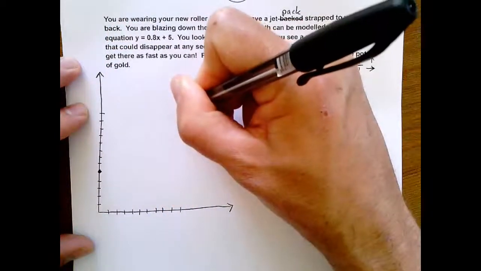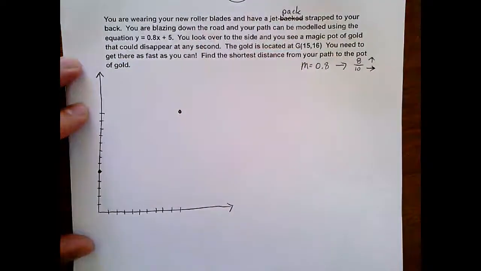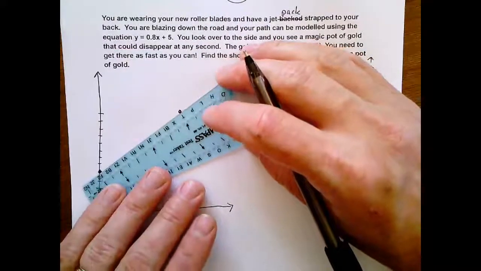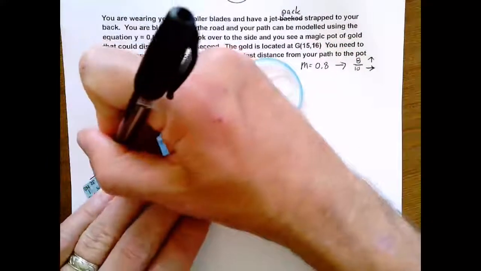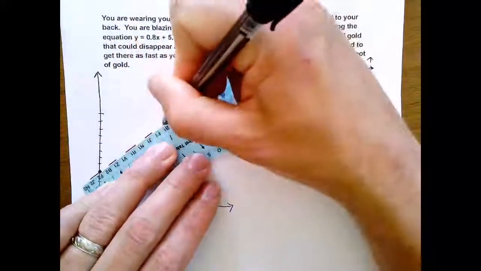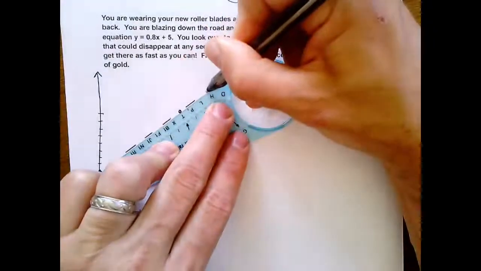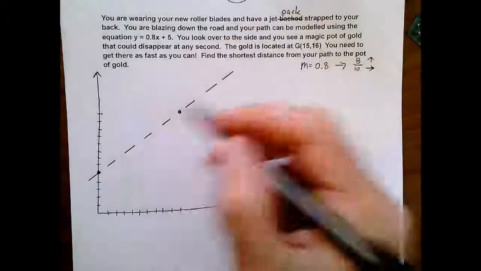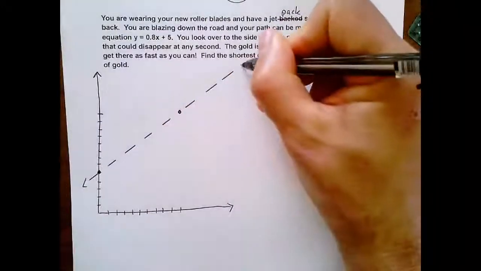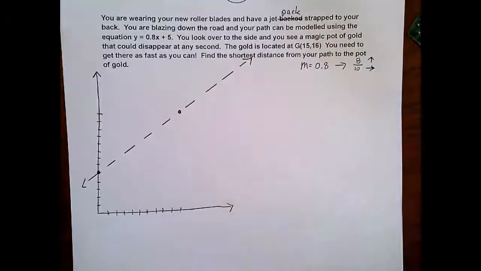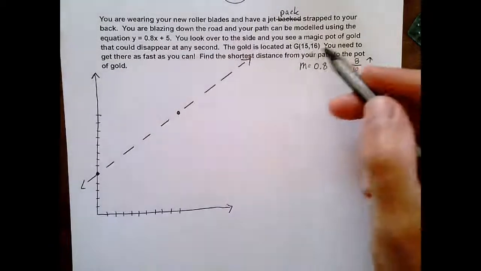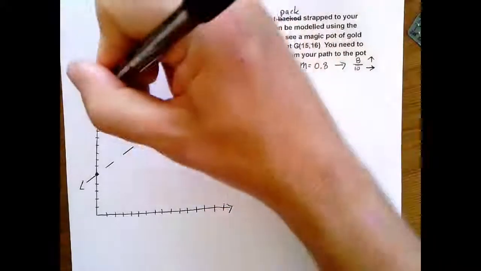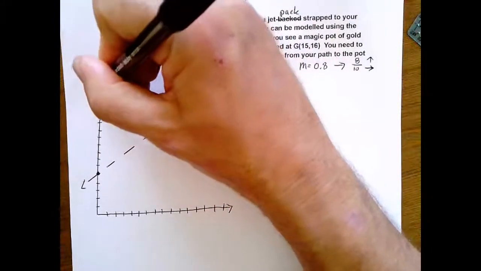So there we go. Remember, this is just a sketch or a diagram, so it's okay if it's not completely perfect. It's just to help us see what's happening here. So this image reflects the path that my roller skating, jetpacking adventure is following. Okay, so I'm just zooming along on my rollerblades when I spot some gold. The gold is at (15, 16): 11, 12, 13, 14, 15. This was 13, 14, 15, 16.